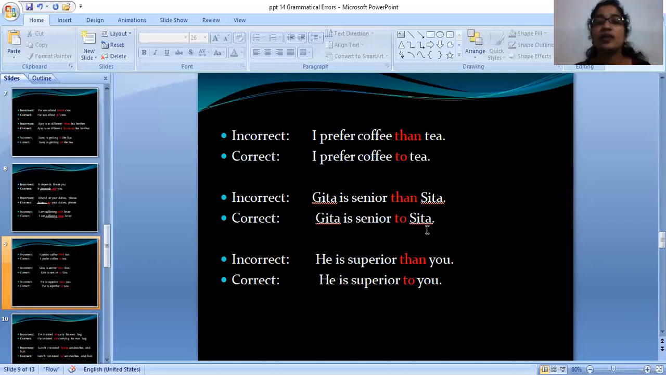Geeta is senior than Sita. Again here also we are mentioning one thing over another, but we cannot use "than". So the correct sentence is Geeta is senior to Sita. The correct preposition to be used is "to".